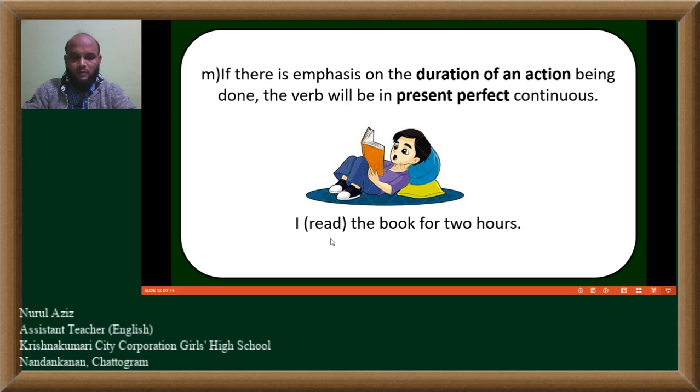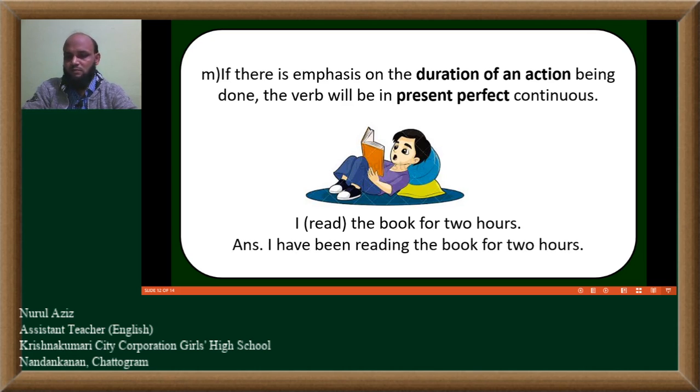So apply the structure. I have been reading the book for 2 hours. This is present perfect continuous tense. You have to write after the subject have been or has been plus verb plus ing. So I have been reading the book for 2 hours. Present perfect continuous tense.